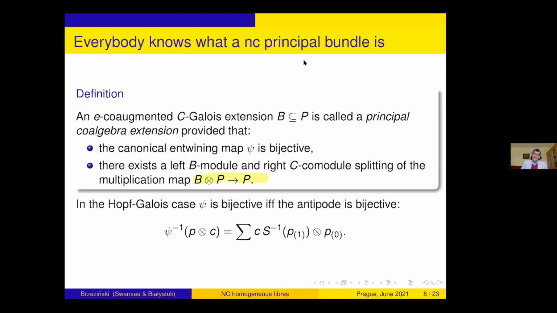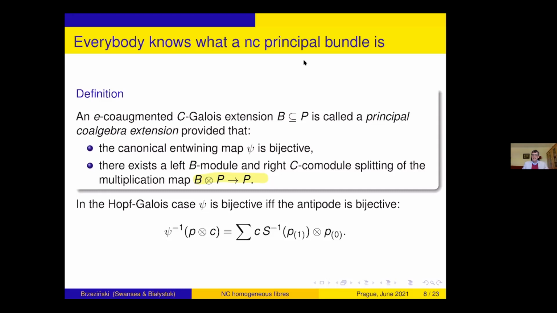This is equivalent to saying that P is phi-flat as a left B-module, but I don't want to define what phi-flatness is. It's much easier to tell that we have a map which splits the multiplication, where the splitting is both B-linear on the left and C-colinear on the right. Now the assumption that psi is bijective in the Hopf-Galois case corresponds to the bijectivity of the antipode, and bijectivity of the antipode is something which safely, in the geometric situations, can be assumed.